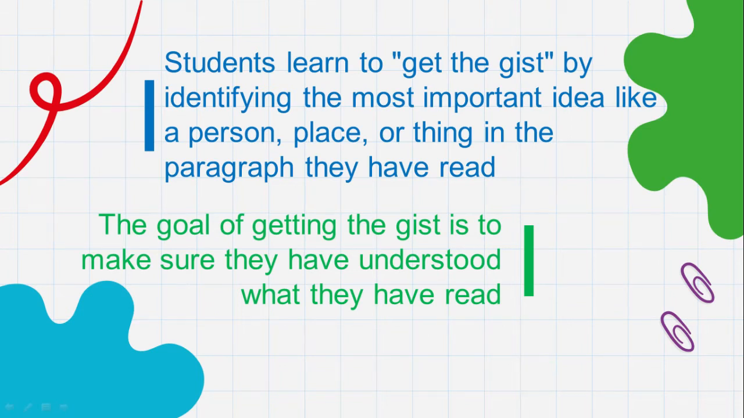We can ask them to tell us in their own words the most important idea about a person, place, or something. We can ask them who or what is it about, or what is most important about the who or what, or many others. So we can teach them to provide the gist in as few words as possible while conveying the most meaning.